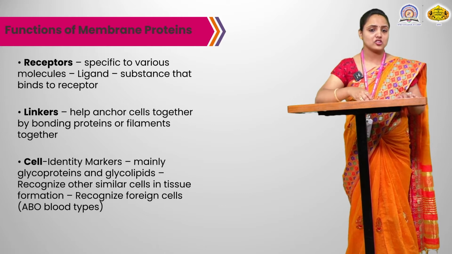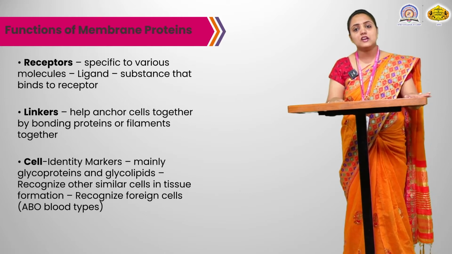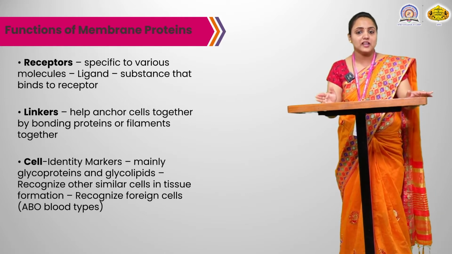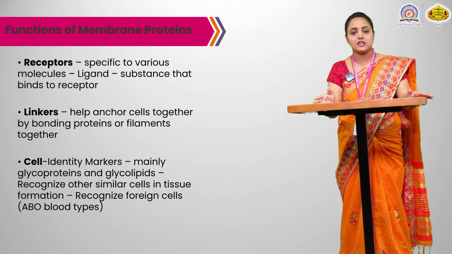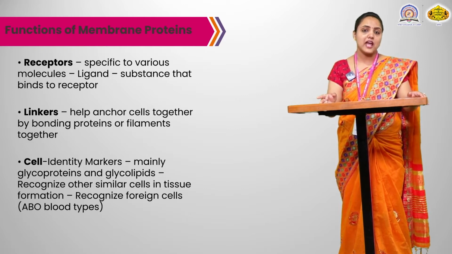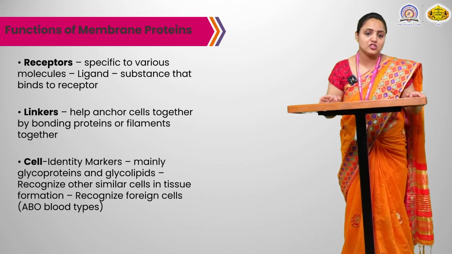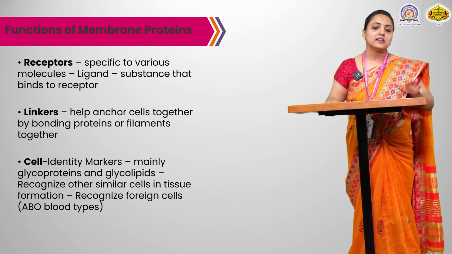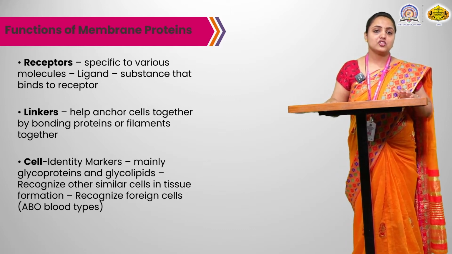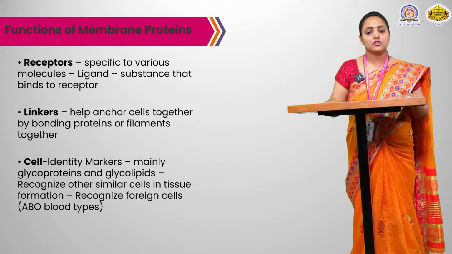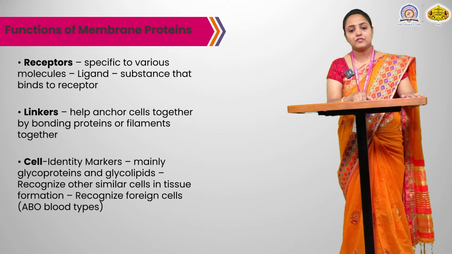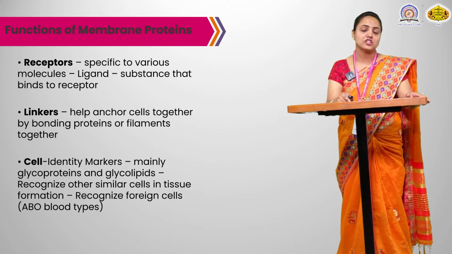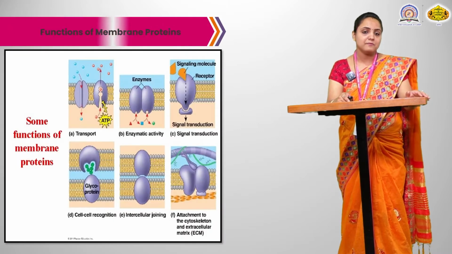Now, we are going to see the functions of membrane protein. A receptor is specific to various molecules, that is, the ligand substances that bind to a receptor. A linker helps anchor cells together by bonding the proteins or the filaments together. Cell identity markers, majorly glycoprotein and glycolipid, recognize the foreign cells and help in the formation of the tissues. It is done by the cell.